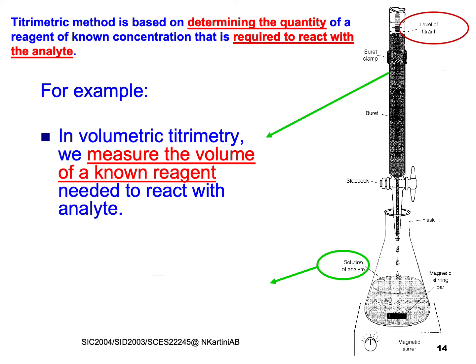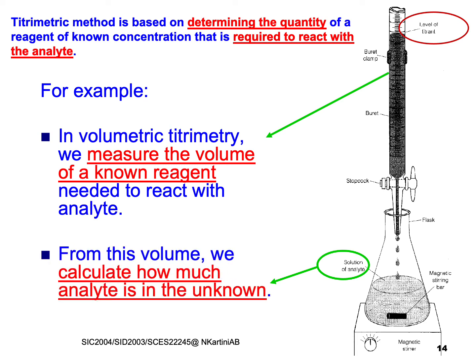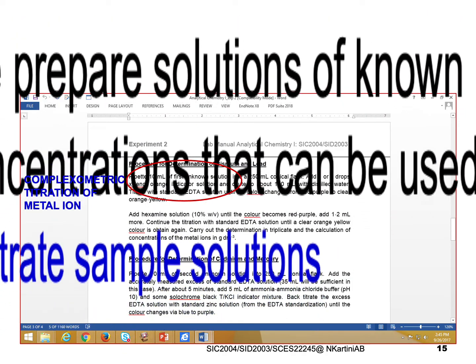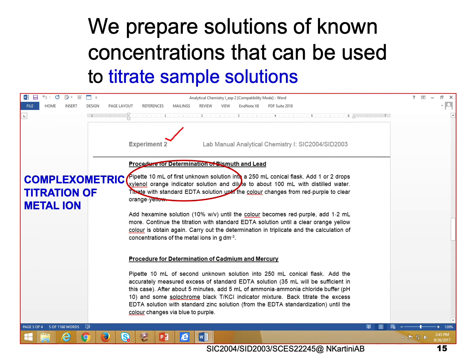Normally this is the titrant whose concentration you want to determine. And then in the conical flask, normally this is the primary standard that you have prepared, whose exact concentration we already know. From this titrimetry, we can calculate the analyte present in the unknown sample. By referring to the lab manual for experiment number 2, you can see here this is for determination of bismuth and lead using the titrimetry technique.